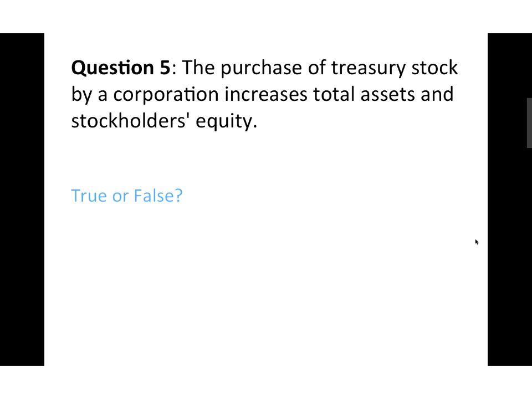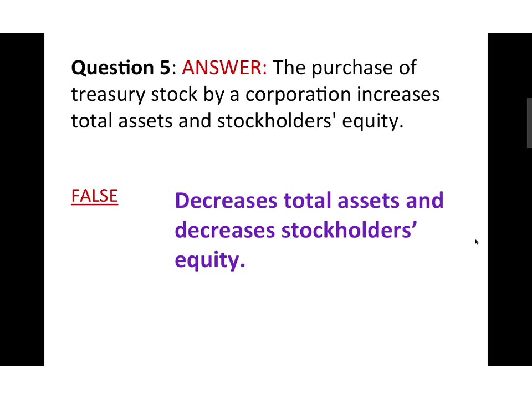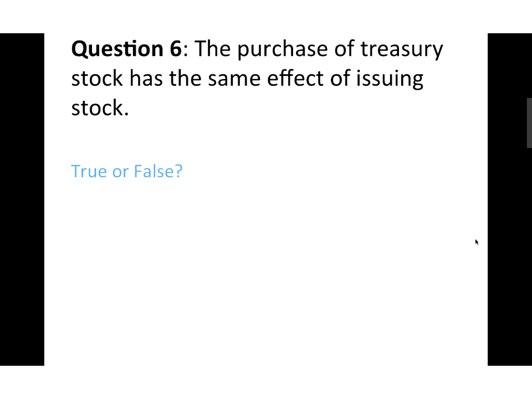Okay, that is false. Like we said, when we buy treasury stock, it reduces total assets because we're paying cash, and it reduces stockholders' equity. Another one coming now. The purchase of treasury stock has the same effect as issuing stock. So think about when we issue stock to outsiders, is that the same effect on assets and on stockholders' equity as buying treasury stock? Are those two things identical? Same effect.